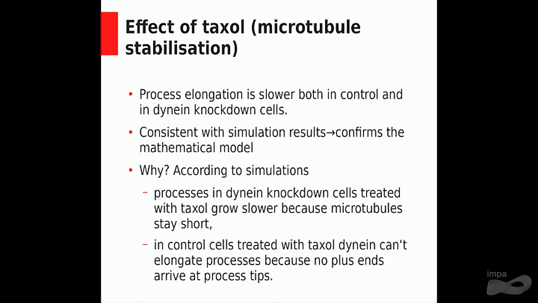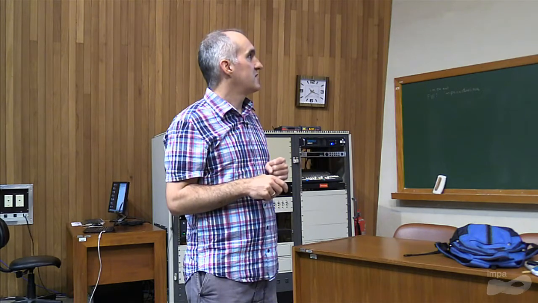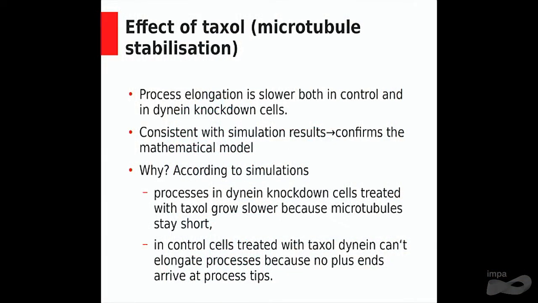As I just said, in both control and dynein knockdown, process elongation is slower if microtubules are stabilized, and this is consistent with simulation results. And I already gave you the explanation for that. So in control cells, the reason is that dynein cannot be active in the absence of plus ends. And so if microtubules do not grow into the process, dynein can't have an effect. This is what is written here. And in dynein knockdown cells, it's basically because the microtubules stay short.